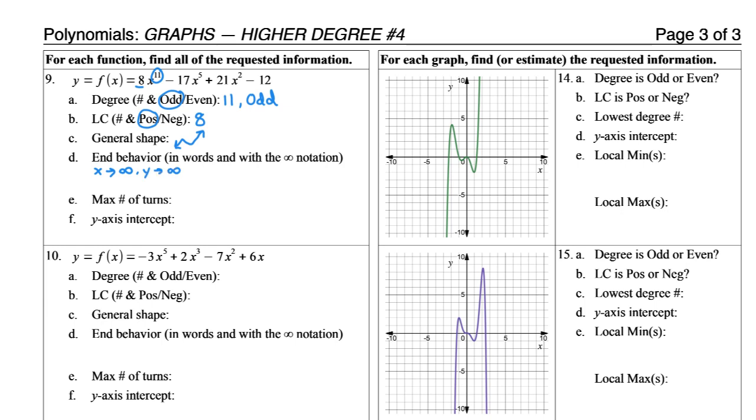And then on this other end, as x goes towards negative infinity, y is also going towards negative infinity. Basically, as the x is decreasing, so is the y. Our max number of turns is always 1 less than the degree. So 11 minus 1 would be 10. And our y-axis intercept is always the constant at the end, because as x is 0, all of these other x terms are going to go away. They're going to go to 0, and we're just left with -12. So we're going to have 0, -12.